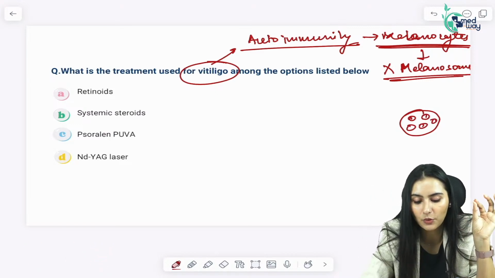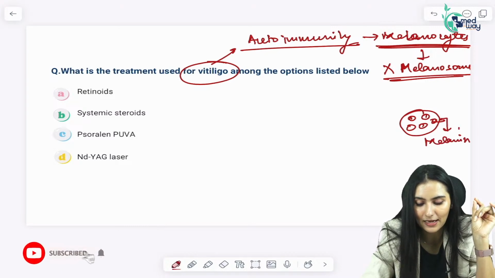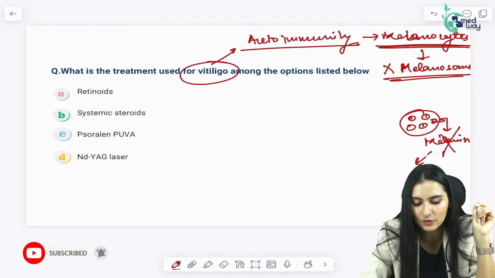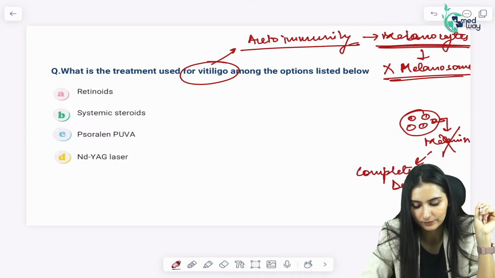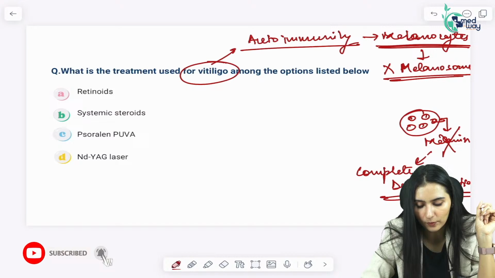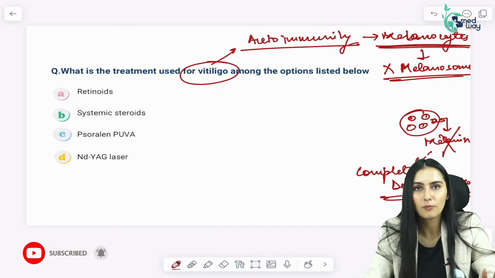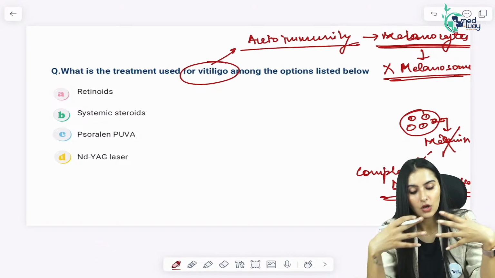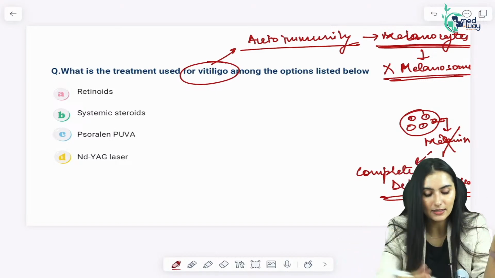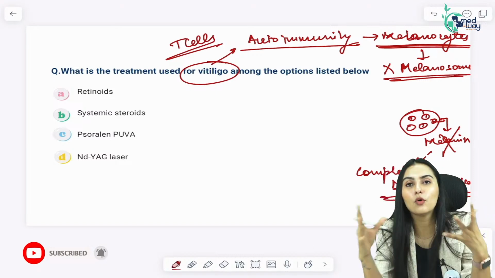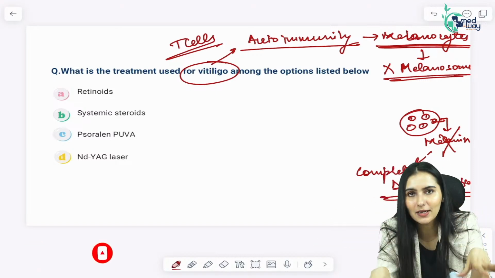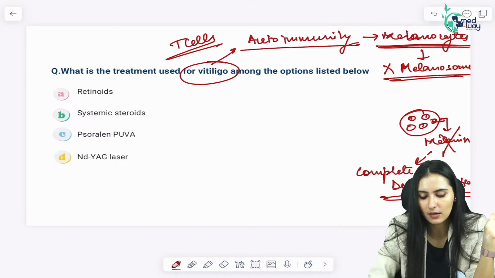These melanosomes were going to have melanin in them. Now this melanin is not there, so it is complete depigmentation. This was the basic problem. T cells had gone crazy with autoimmunity. They target and destroy the melanocytes, melanin is gone, and the skin color becomes completely white.